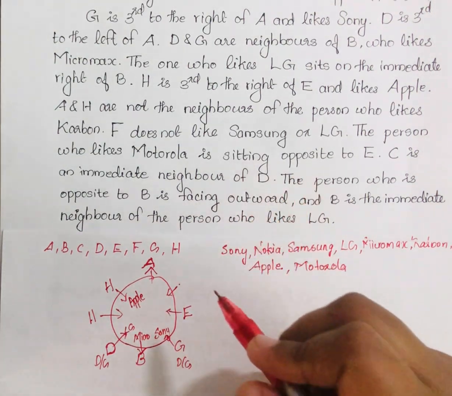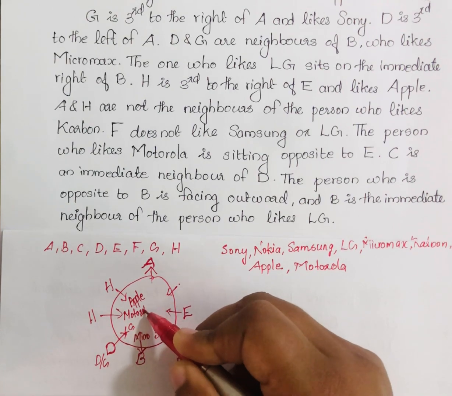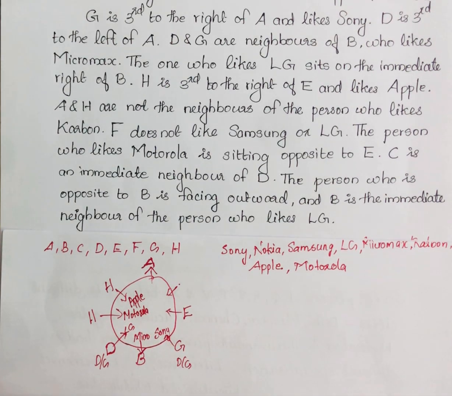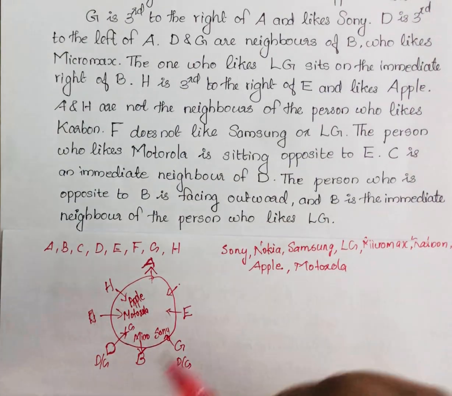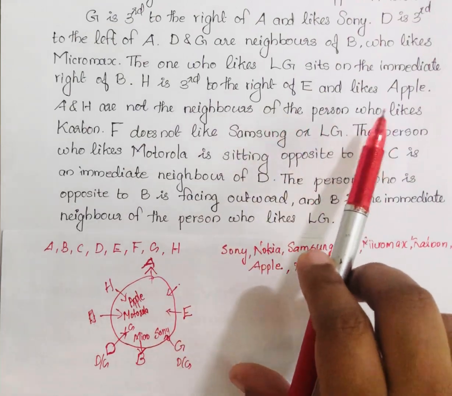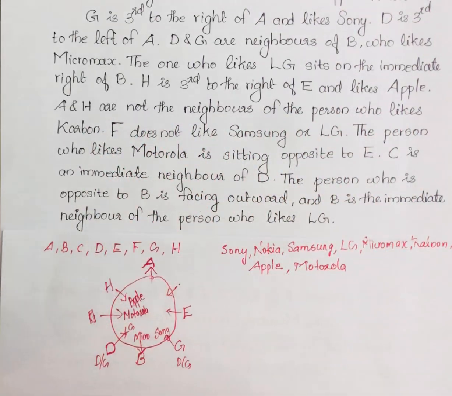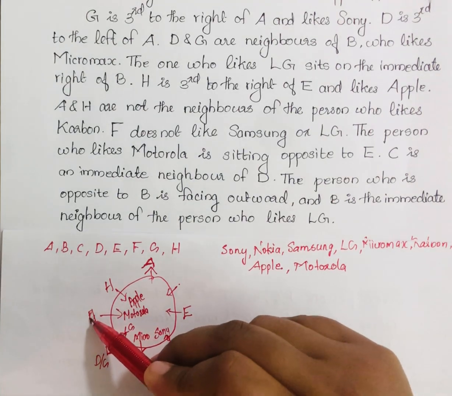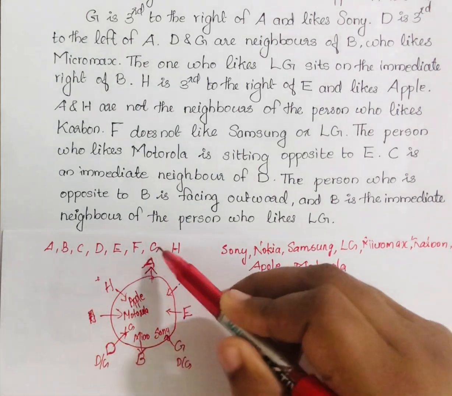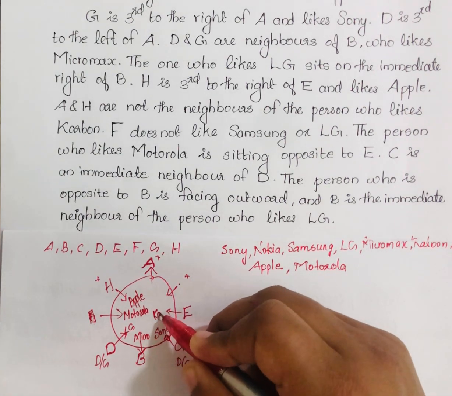Then it is given the person who likes Motorola is sitting opposite to E. Then next condition is given, A and H are not the neighbors of the person who likes carbon. So carbon cannot be here, here, here and here. So carbon can be only this place.